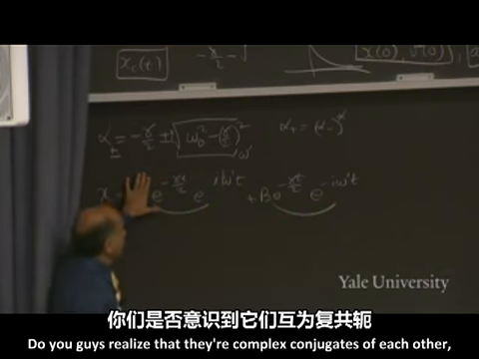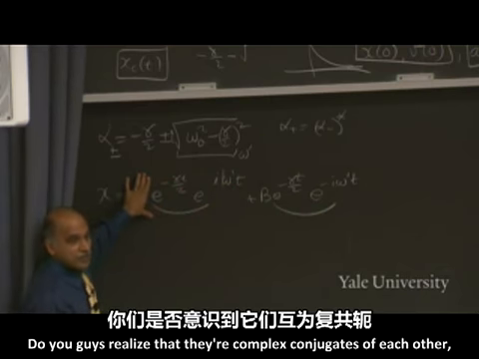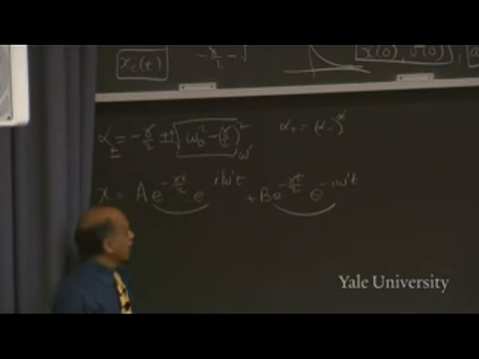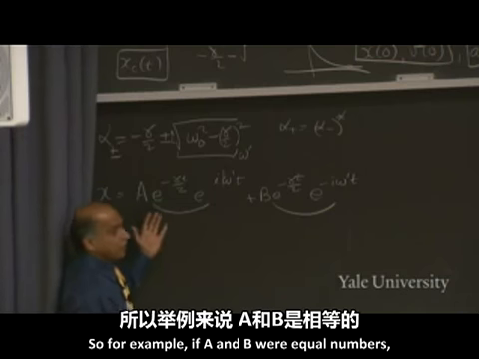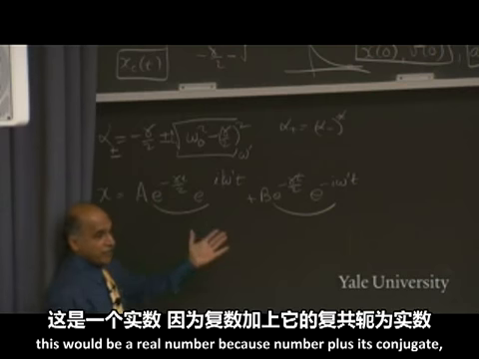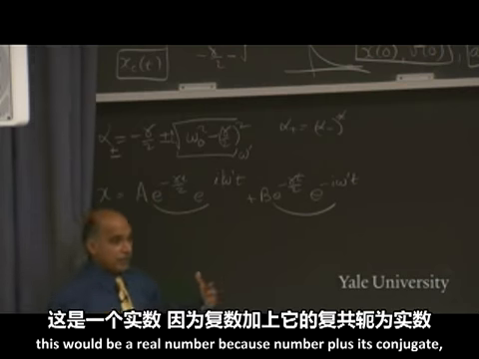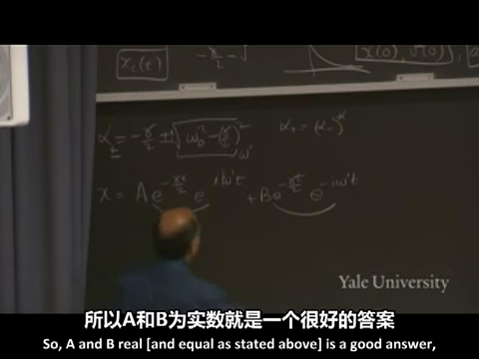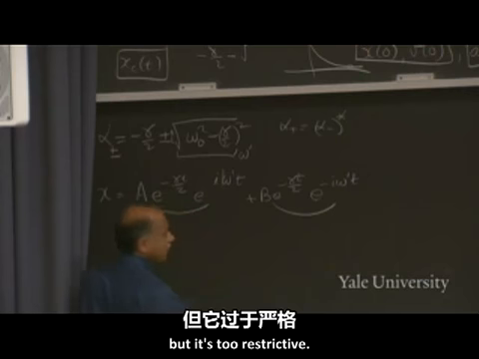Do you guys realize that they're complex conjugates of each other? Because i has gone to minus i. So, for example, if A and B were equal numbers, this would be a real number, because a number plus its conjugate, you kill the imaginary part, because they have opposite imaginary parts. So A and B real is a good answer, but it's too restrictive.